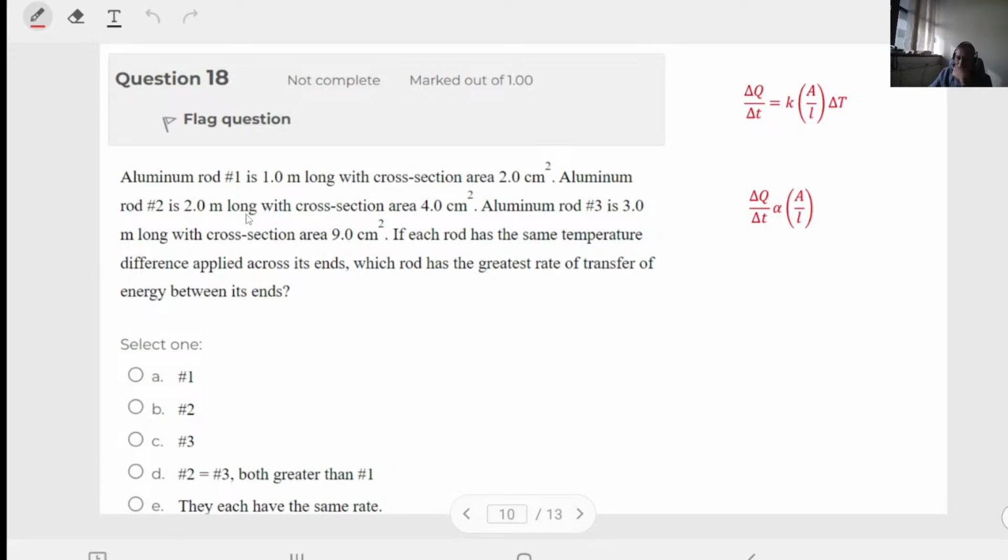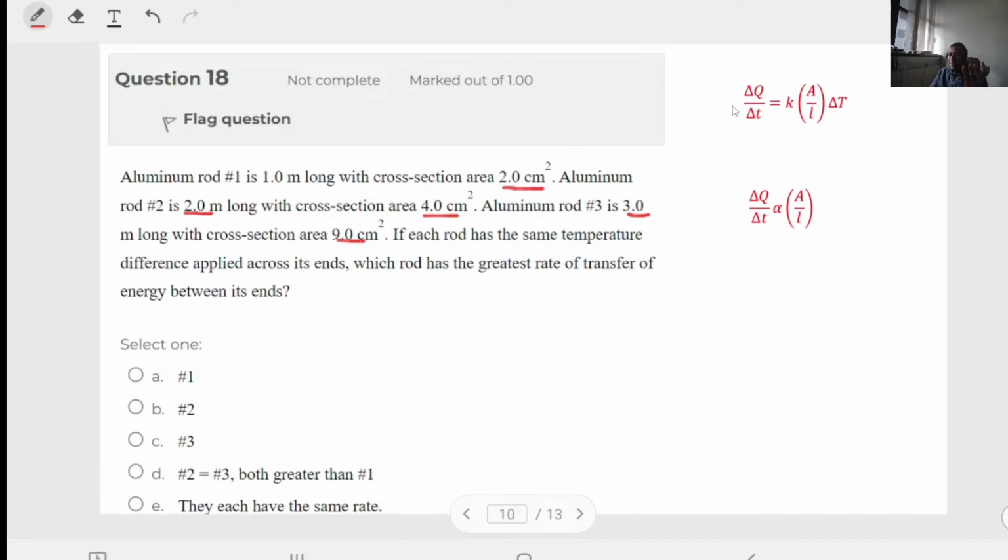Okay, let's go. It says an aluminum rod 1 is 1 meter long with a cross-sectional area of 2 centimeters squared. Aluminum rod 2 is 2 meters long, the length is 2, the cross-sectional area is 4. Aluminum rod number 3 is 3 meters long and the cross-sectional area is 9 centimeters squared. If each rod has the same temperature difference applied across its ends, which rod has the greatest rate of transfer of energy between the ends?